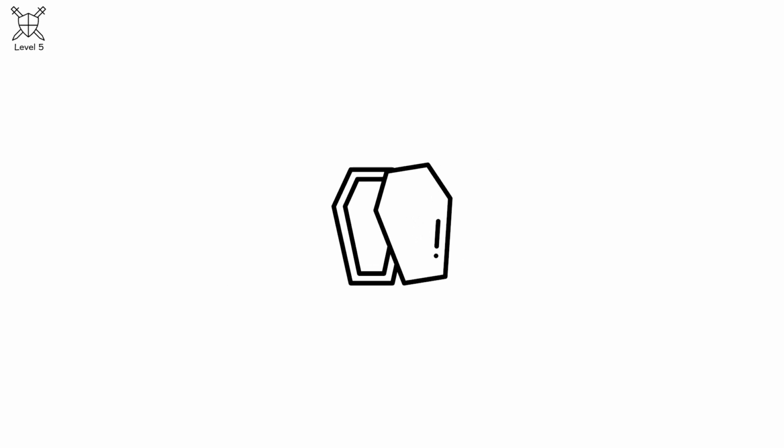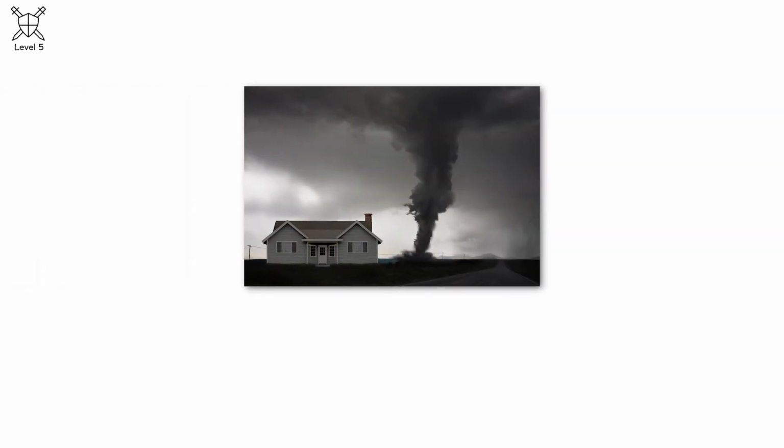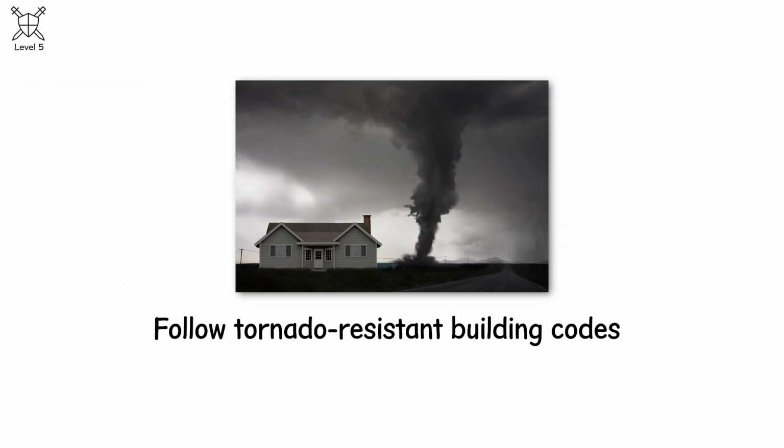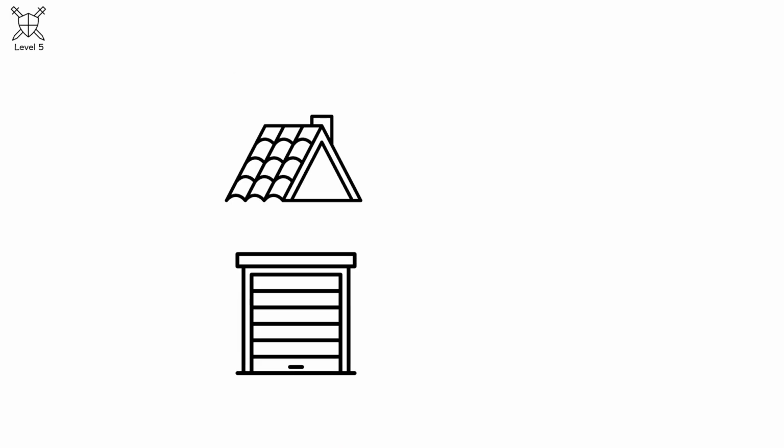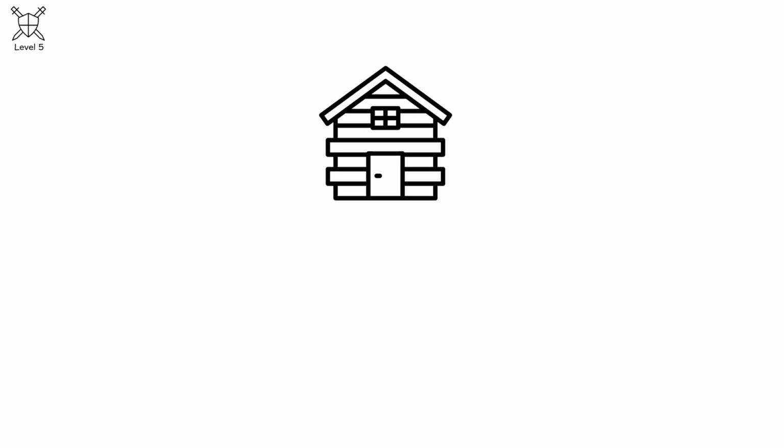Stronger building codes won't stop tornadoes, but they can stop homes from becoming coffins. If you're building or renovating in a tornado-prone region, follow tornado-resistant building codes. Reinforce roofs, garage doors, and windows. A stronger house can buy you crucial minutes or save your life outright.